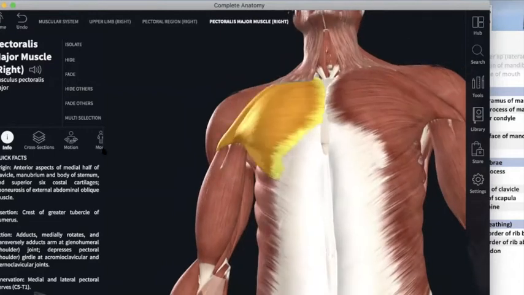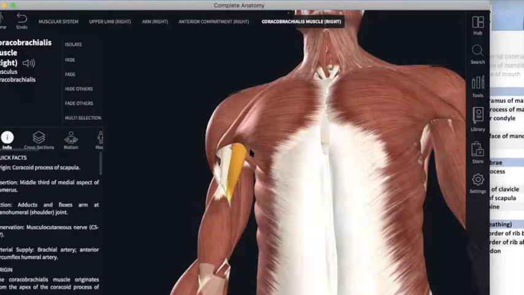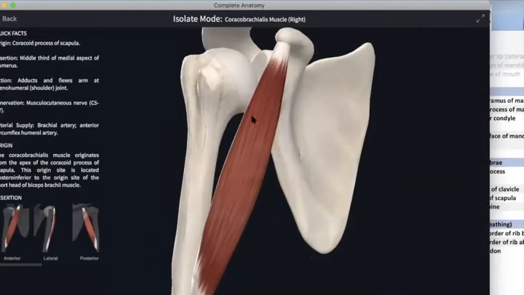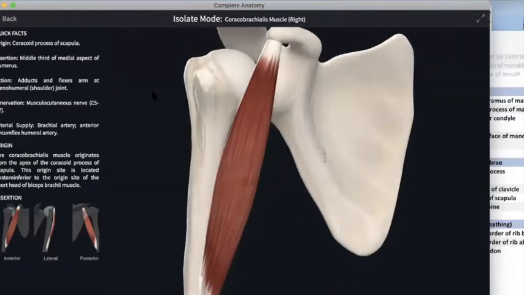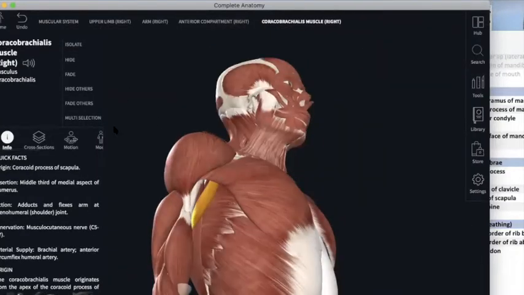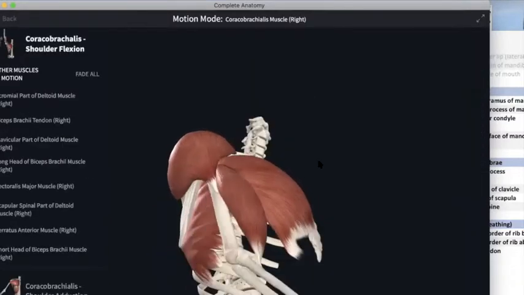I've got to actually hide the biceps. There's this deeper muscle that's starting on the coracoid process over here, inserting onto the humerus. This is your coracobrachialis. Coraco for the origin, brachialis for the insertion. And that's another little small muscle. That's a minor shoulder flexor.